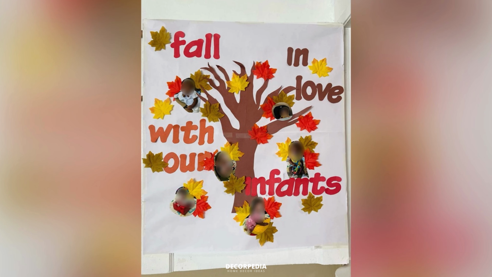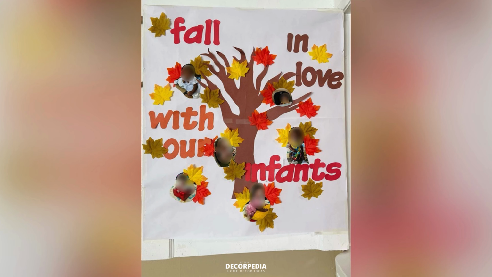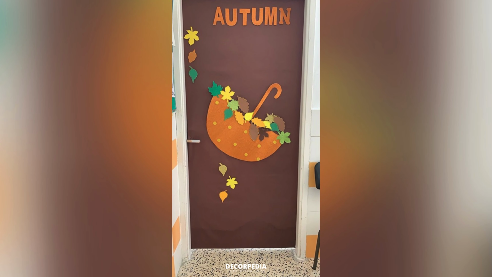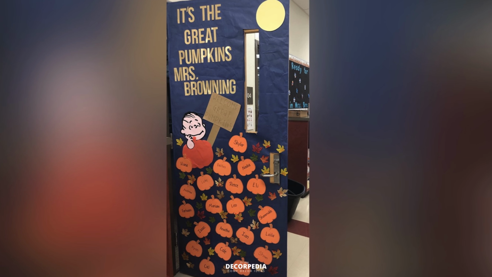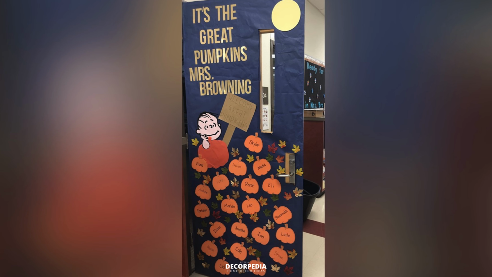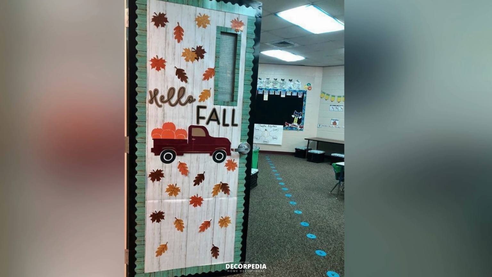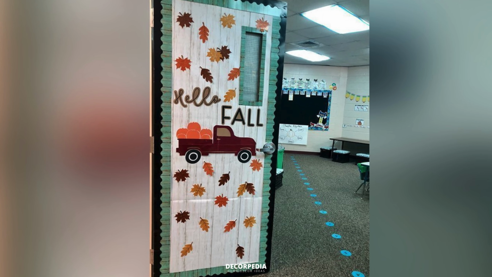Upcycle materials. Use recycled materials like old magazines for leaf cutouts or leftover fabric for a cozy door border. This not only saves money, but also teaches students about sustainability. Nature's bounty. Gather natural materials like pine cones, branches, and acorns from outside, which can be used to decorate the door at no cost. These natural elements add authenticity to the autumn theme.